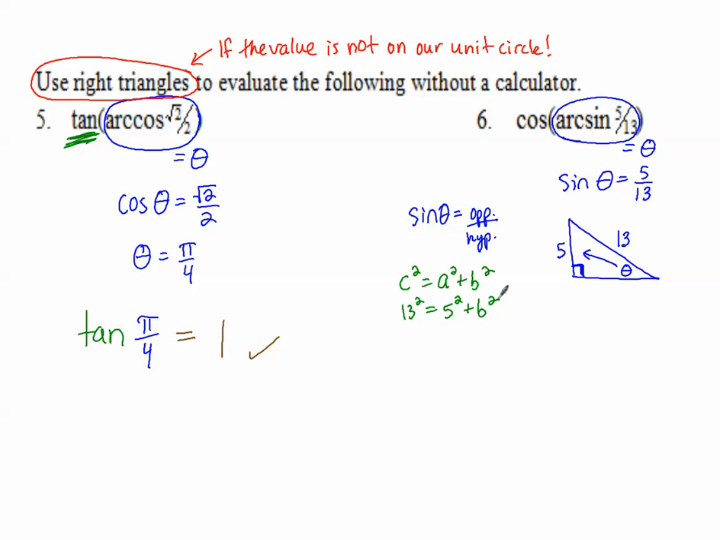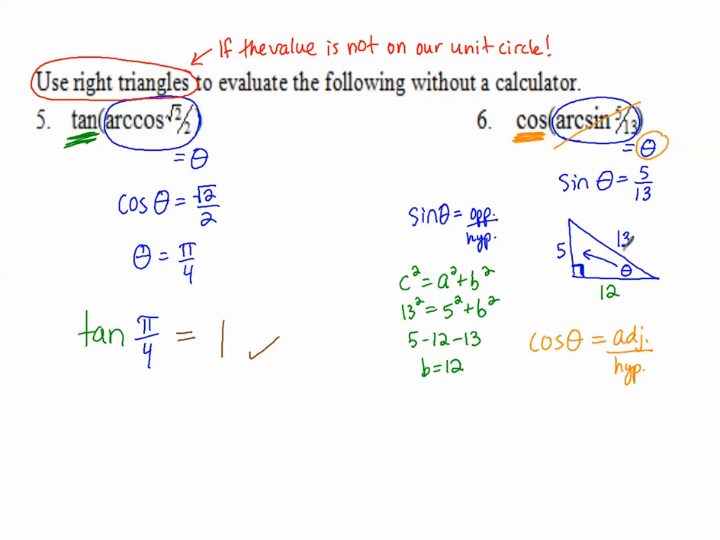Why do we need that side? Well, ultimately, we're looking for the cosine of what we called theta. So the cosine of theta, remember, cosine is adjacent leg over hypotenuse. What is the side that's adjacent? 12. The hypotenuse is 13. So we get 12 over 13. That's how to do it using triangles.